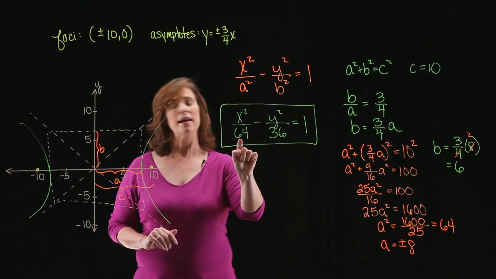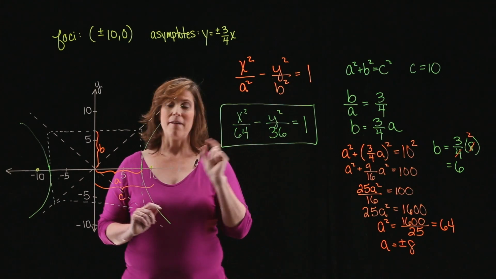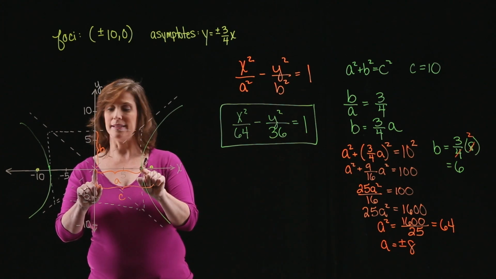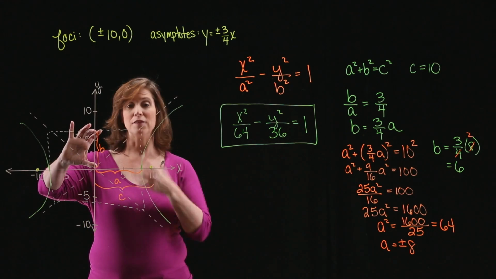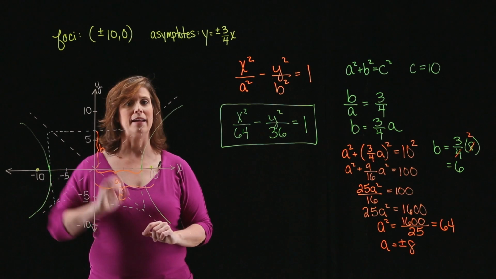Notice what's happening here. I've got x squared over 64. That means that my vertices are going to happen at 8, 0 and negative 8, 0. The height of that rectangle for this example would have been 6. So 0, 6 and 0, negative 6.